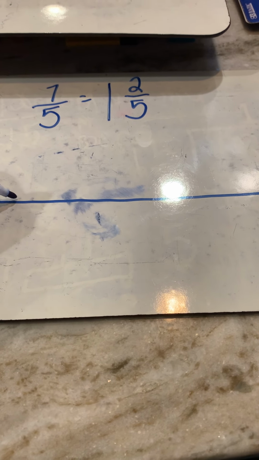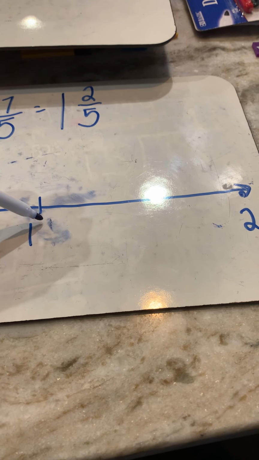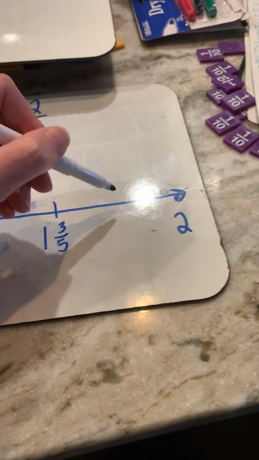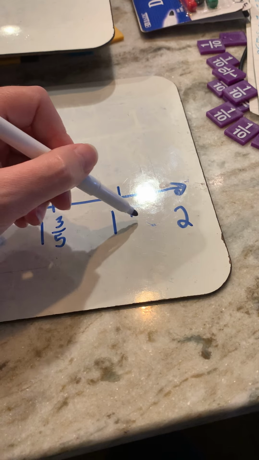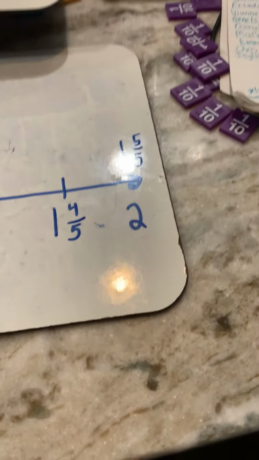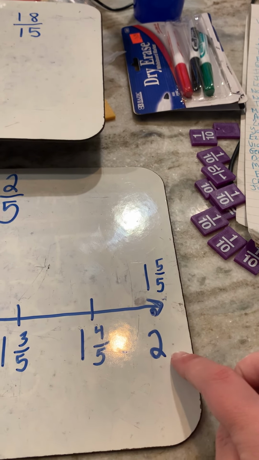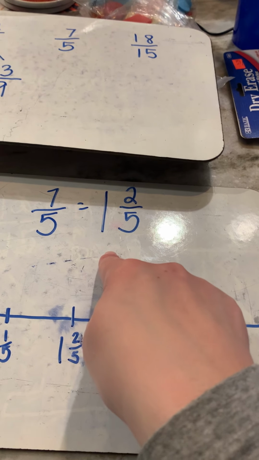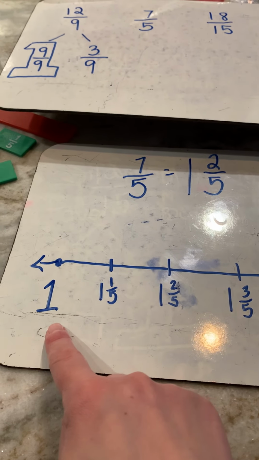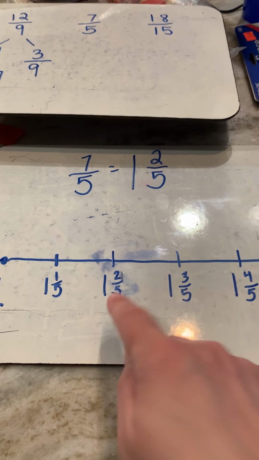So this is going to be 1 and 1/5. This is going to be 1 and 2/5. This is going to be 1 and 3/5. And this is going to be 1 and 4/5. And this is 1 and 5/5, which is equal to 2, right? Because 5/5 is equal to 1, and you already have 1 there. 1 plus 1 is 2. So 7/5 is equivalent to 1 and 2/5. And if I divide my number line from 1 to 2 into fifths, I would identify 1 and 2/5 as being right here.